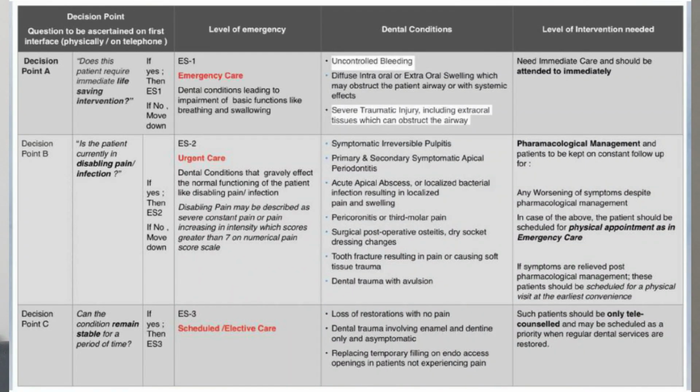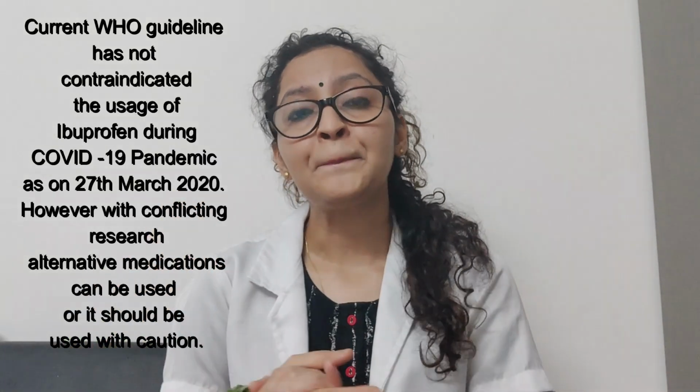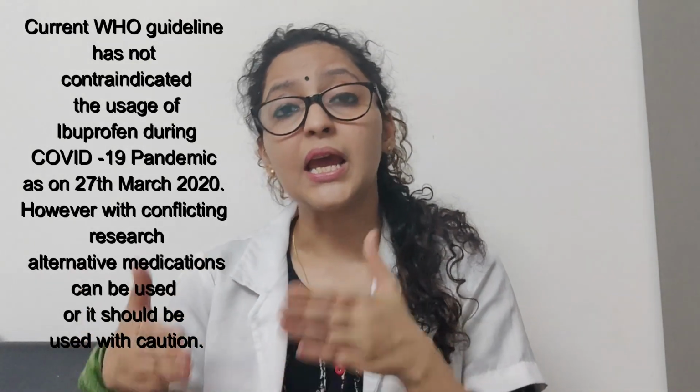Then the second category is urgent care. Which patients fall under urgent care? Whenever there's a class 3 Ellis fracture, whenever there's avulsion, or whenever there is severe pain due to abscess or pulpitis. Such patients can be managed by medication, but if it doesn't resolve by medication, this can fall in the category of emergency care. They might need emergency care later if it's not resolved.